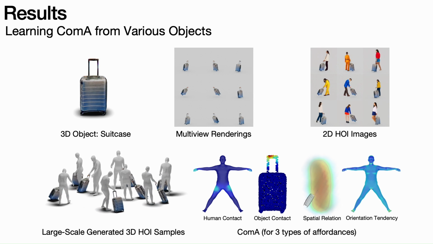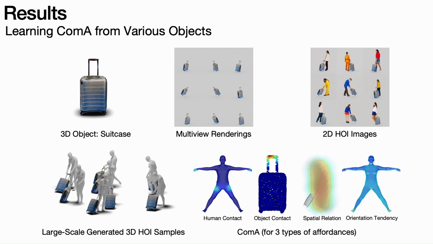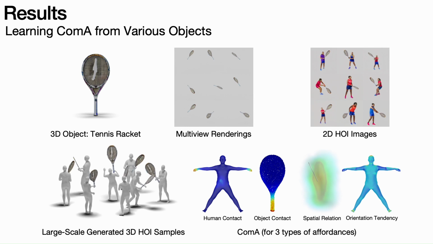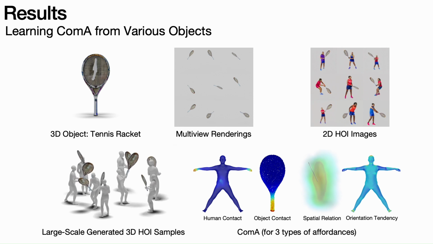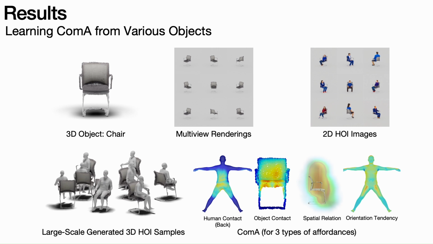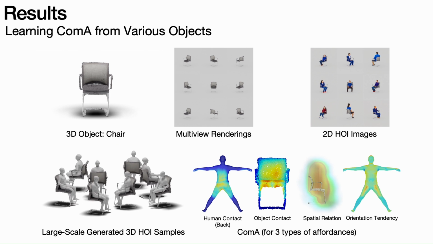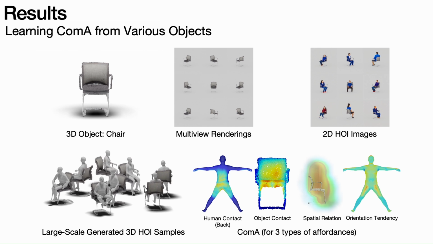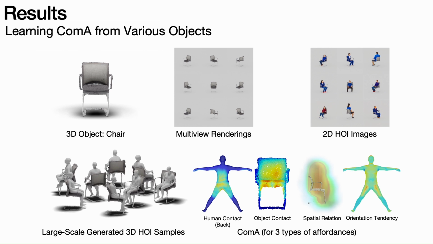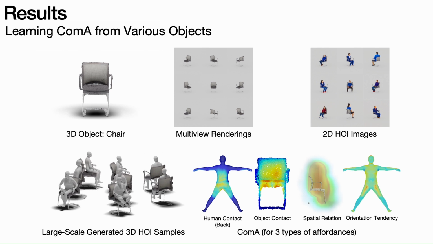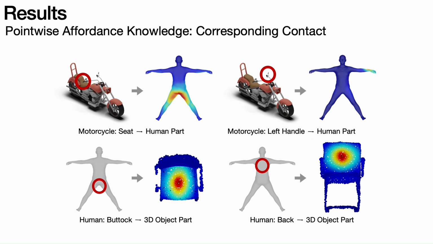Note that we can learn ComA for any 3D objects using our diffusion-based method. You can see from the contact results that ComA does contain necessary affordance information. From the chair example, we can see that humans exhibit high orientational tendency, which aligns with our intuition since we tend not to sit backwards if the back seat and handles are provided. Since ComA models dense pointwise distributions, we can obtain rich affordance in detailed local regions.